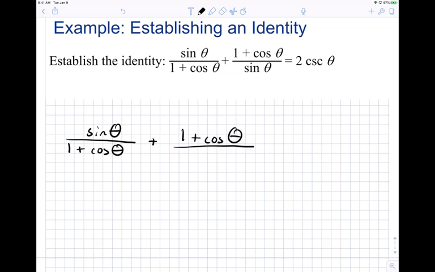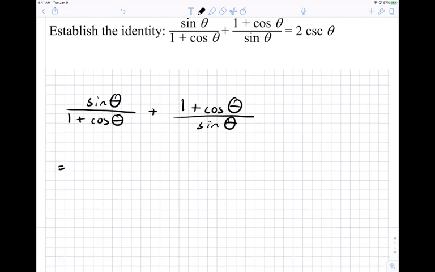Okay. So now if we're here, what would you do next? What does your first mind say to do? Get a common denominator. What is the common denominator? Sine. The common denominator needs to be a multiple of all the denominators. So then it will be 1 plus cosine times sine. So for LCD, in this case, our LCD is 1 plus cosine times sine. We want to transform both denominators to look like that.